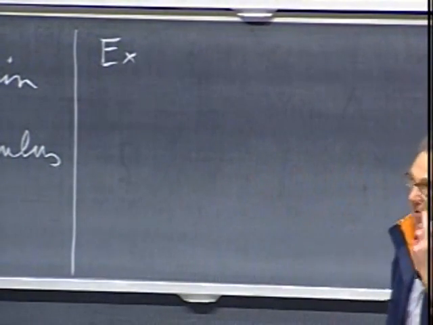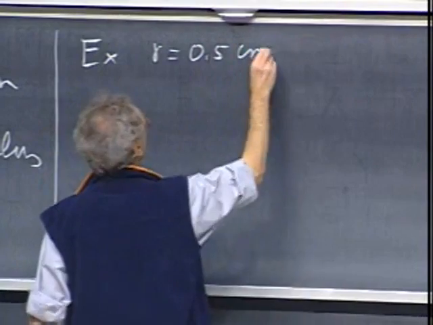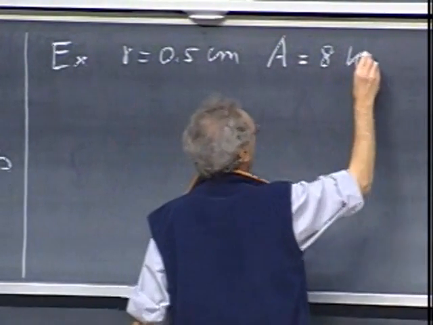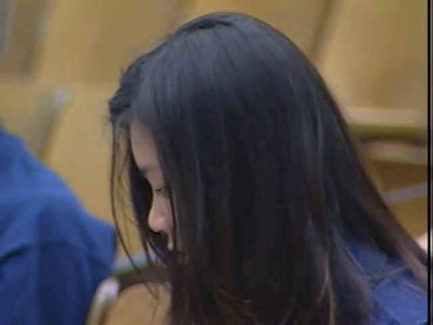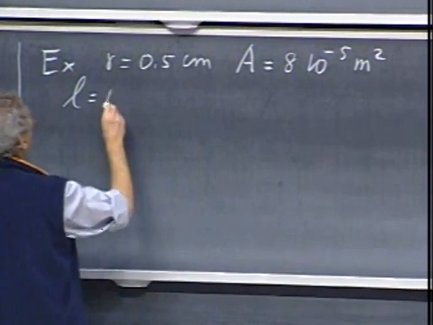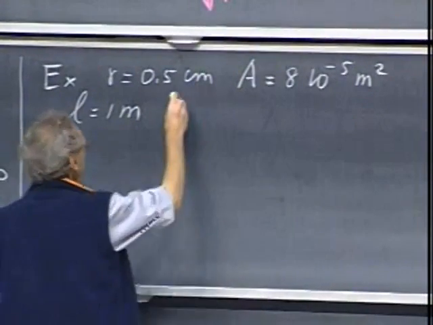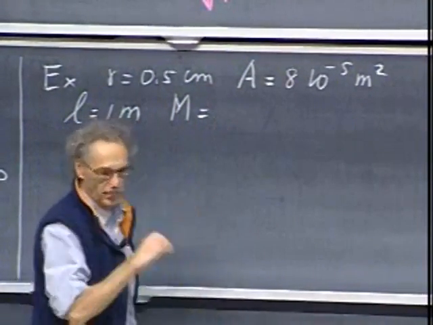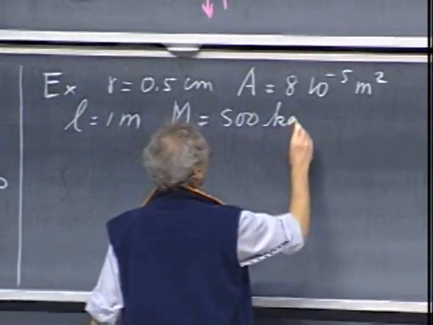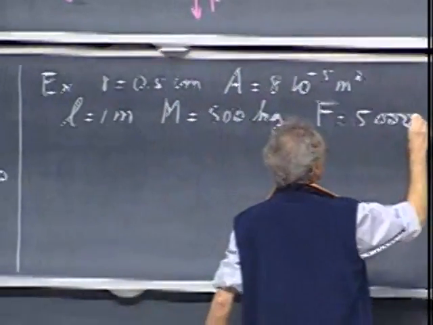I can take a rod with a radius r, which is 0.5 centimeters. That would give me a cross-sectional area of 8 times 10 to the minus 5 square meters. I make it very simple. I make the length 1 meter. And I hang on the rod at the bottom a mass m, which let's say is 500 kilograms. In other words, the force which I pull on the rod is about 5,000 newtons.